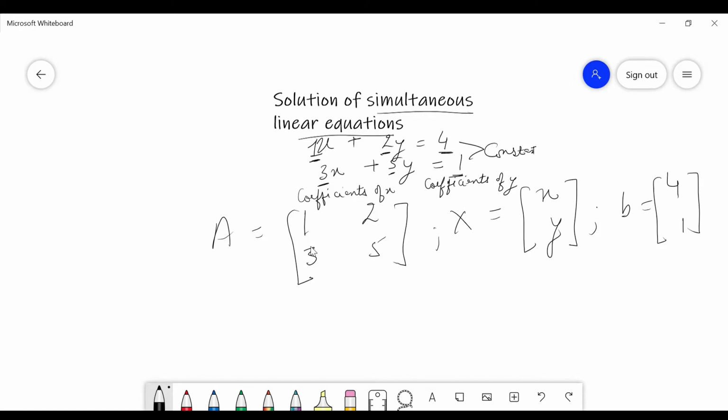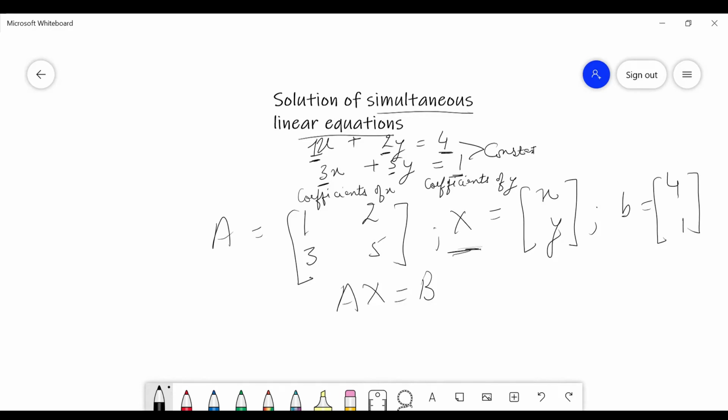So what we have is AX = B. This is the matrix form of simultaneous equations. Here, the only unknowns in the matrix are X. They are not known to us, and as you can see, A and B are already known. A here is called the matrix of coefficients. Now, AX = B is given to me.